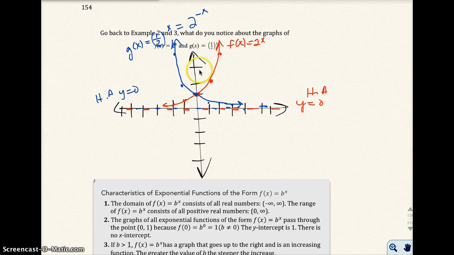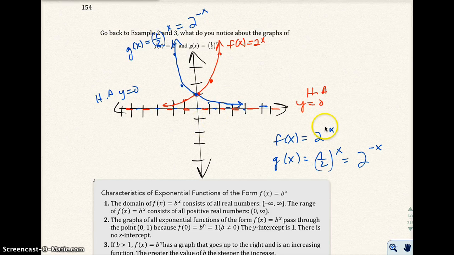Okay, but you note that the reflection across the y-axis is the mirror of the y-axis. It shouldn't surprise us because f of x equals 2 to the x and g of x equals 1/2 to the x, which is the same thing as 2 to the negative x. Do you notice how I took x and replaced it with a negative x? If we go back to our transformations, that basically says that we're going to have a reflection across the y-axis. Okay? That should not surprise us.